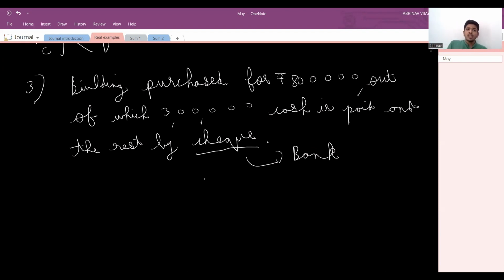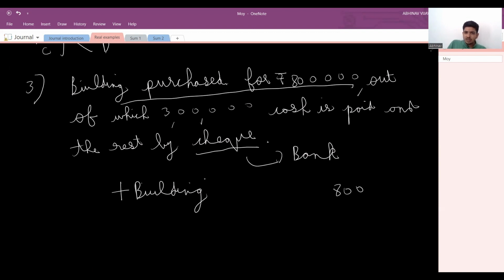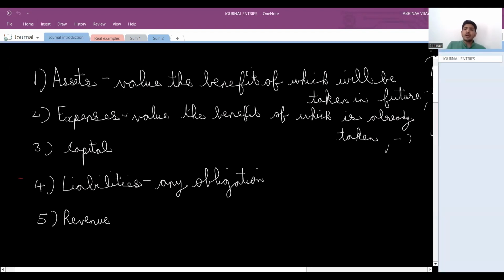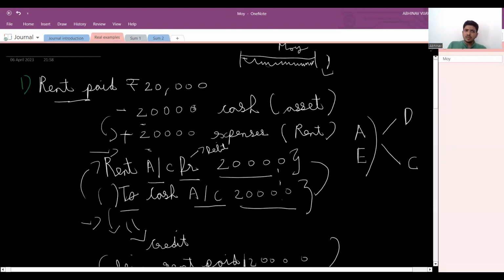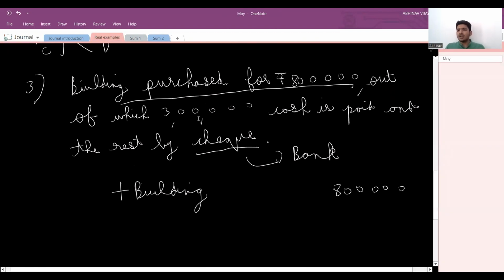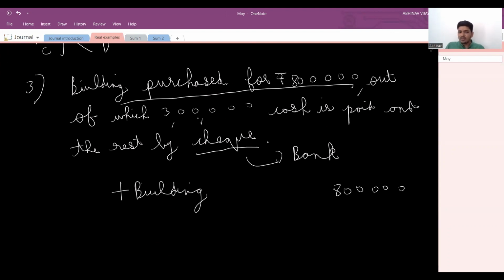Now, what is the logic? First, building purchased for 8 lakh. This is the first part of the question. Break the question. First part: building gets increased by 8 lakhs. What is building? Again, definitions. An asset is something whose value, the benefit of which, will be taken in the future. Is building's value or benefit going to be taken in the future? Yes. So building is an asset. As simple as that. Use a simple definition. Everything can be classified into these 5. I'll show you as and when the lecture progresses. So building is an asset.